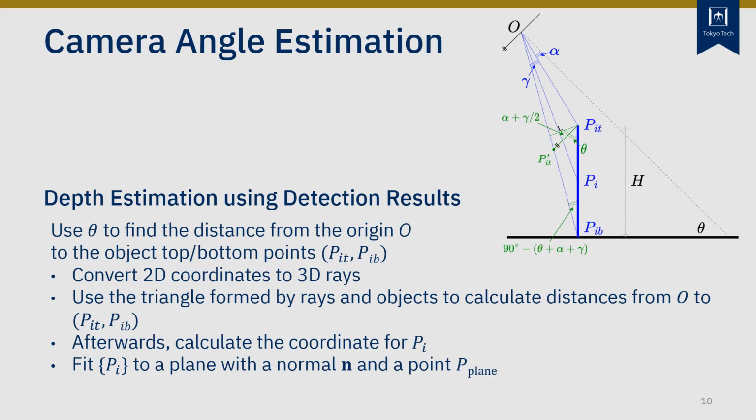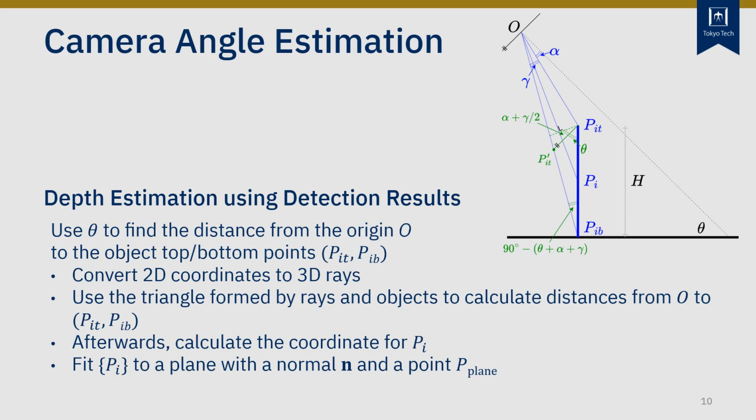To estimate depth with detection results, we use the camera angle to find the distance from the origin point to the object top and bottom points. We first convert 2D pixel coordinates into 3D rays. Afterwards, please see the figure on the right.